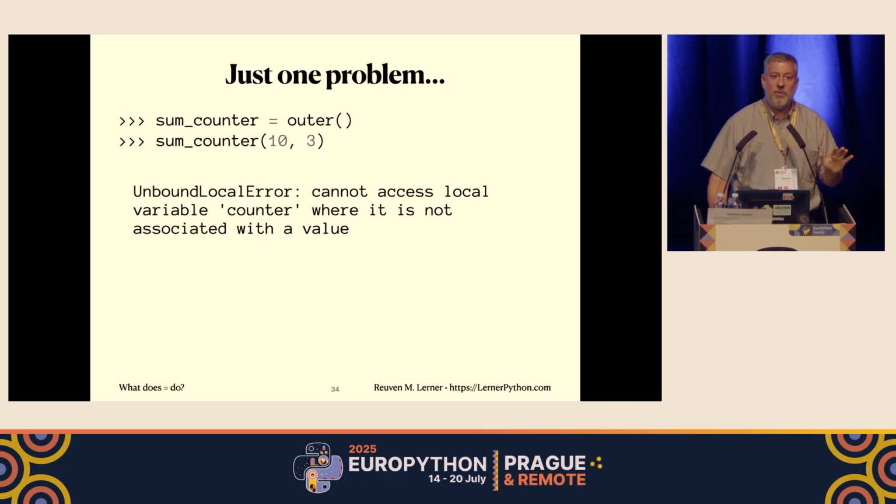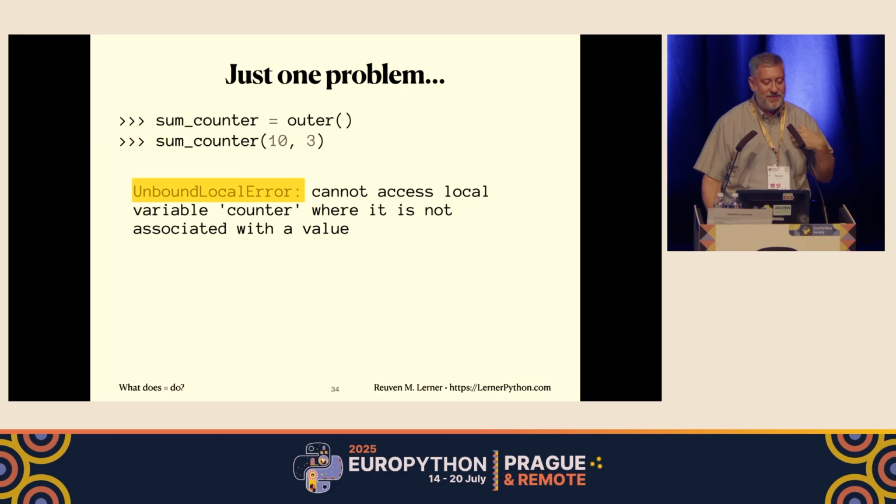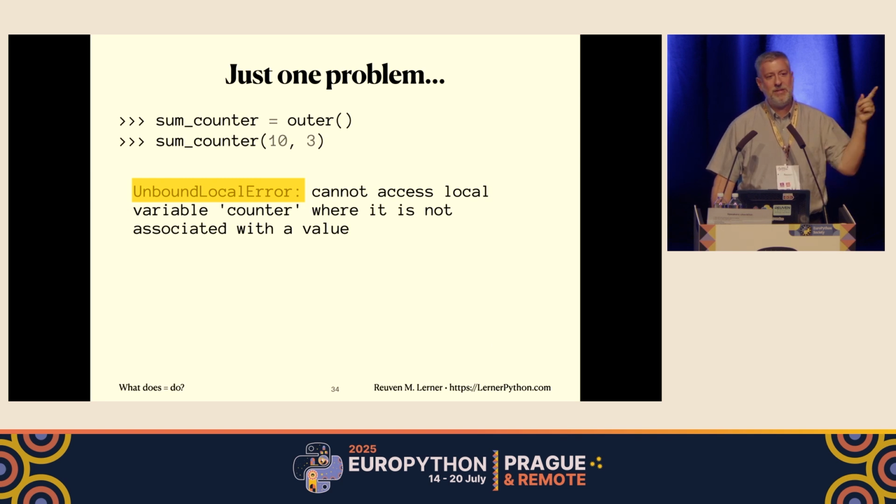And everyone has their own favorite exceptions. This is my favorite exception in Python. This is UnboundLocalError. And what it means is, hey, you are trying to use this local variable before you gave it a value. No, but that's not what I meant. I meant to use the outer variable and assign to that.